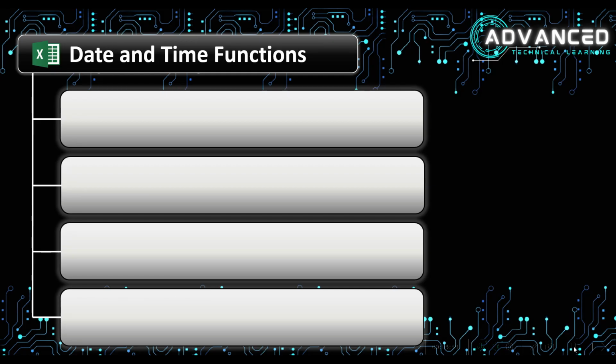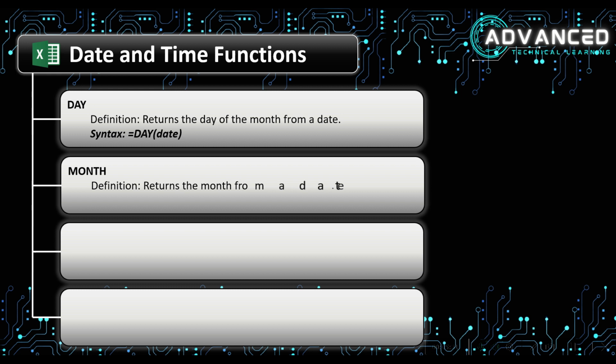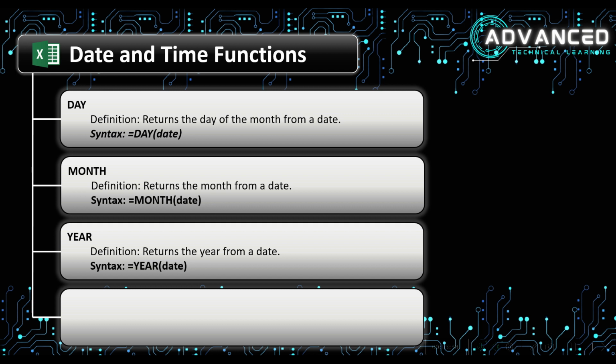So let's see some more date and time functions. DAY returns the day of the month from the date. Here is the syntax for the DAY function. MONTH returns the month from the date. Here is the syntax for the MONTH function. YEAR returns the year from the date. Here is the syntax for the YEAR function. DATE returns the date, given year, month and day values.